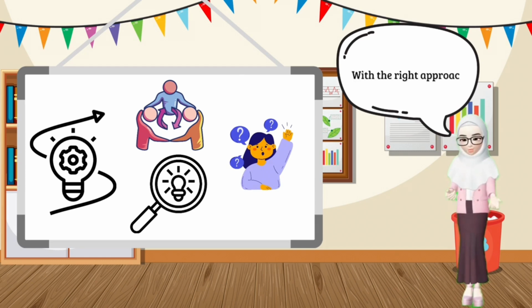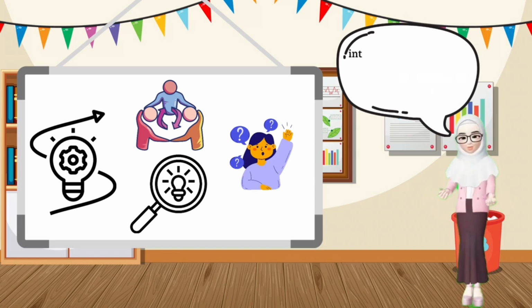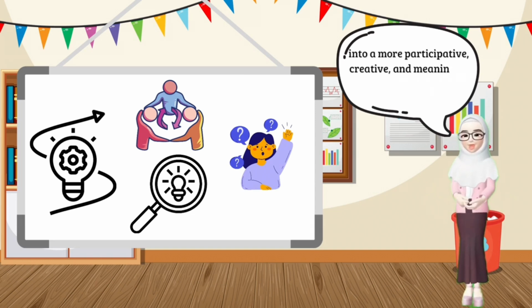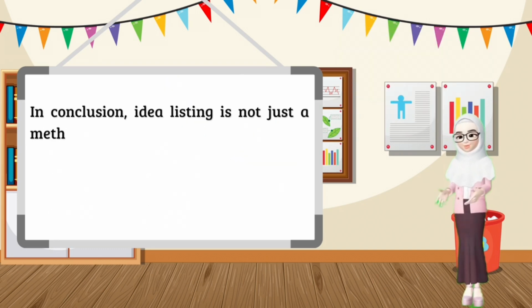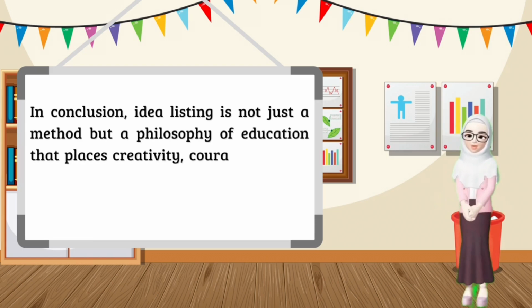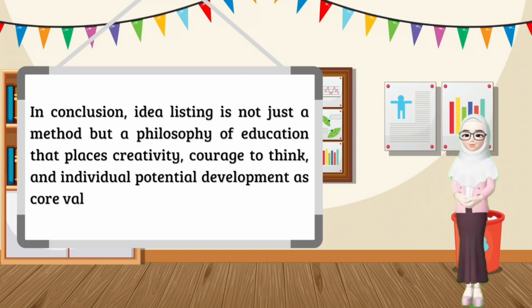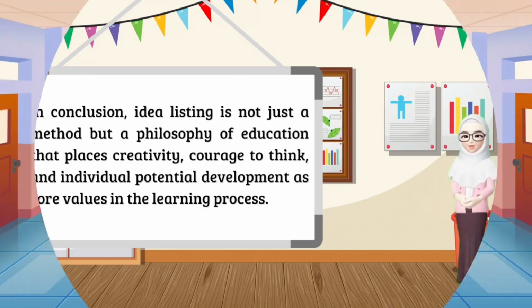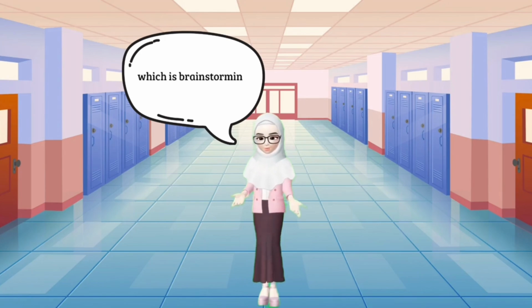With the right approach, ideal listing can become a catalyst for transforming education into a more participatory, creative, and meaningful learning experience. In conclusion, ideal listing is not just a method, but a philosophy of education that places creativity, courage to think, and individual potential development as core values in the learning process. So guys, this time I will present one of the methods in ideal listing, which is brainstorming.